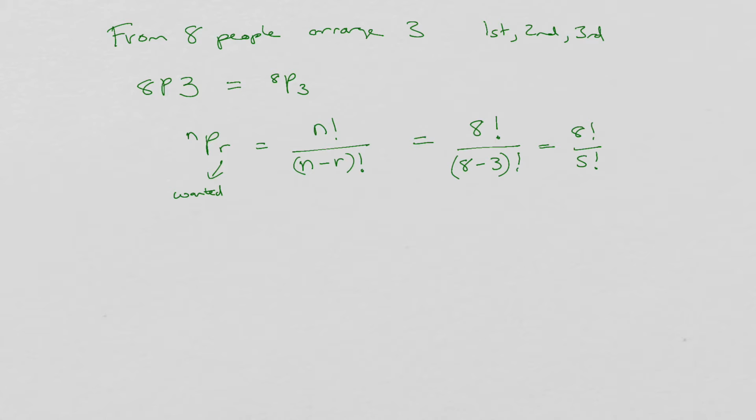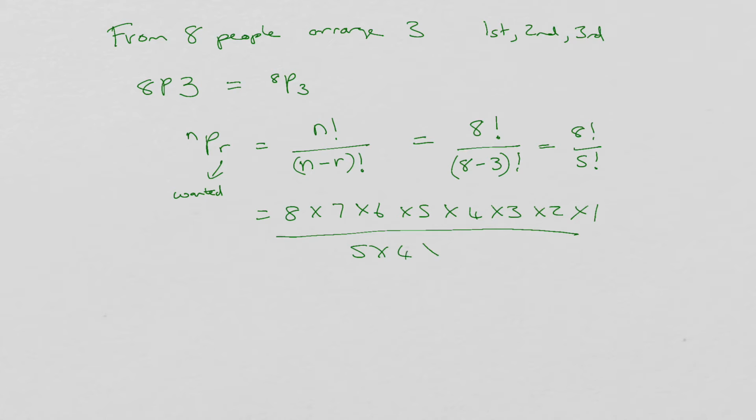Do you agree? 8 factorial is 8 times 7 times 6 times 5 times 4 times 3 times 2 times 1. So I'm saying that you're going to get the right answer if we cancel this with 5 times 4 times 3 times 2 times 1. So what I'm doing is I'm effectively removing these ones, right? I'm removing that.